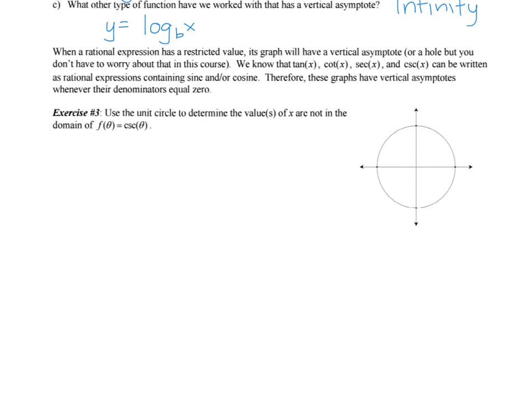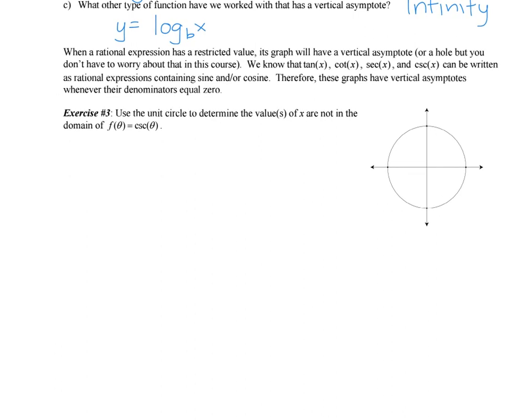We know that tangent of x, cotangent of x, secant of x, and cosecant of x can be written as rational expressions containing either sine or cosine. Therefore, these graphs have vertical asymptotes whenever their denominators equal 0.